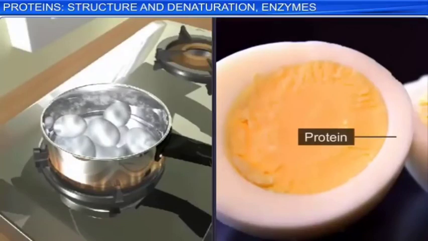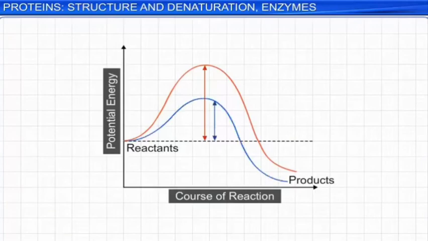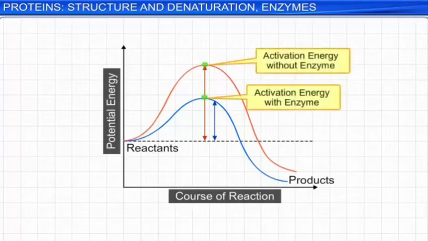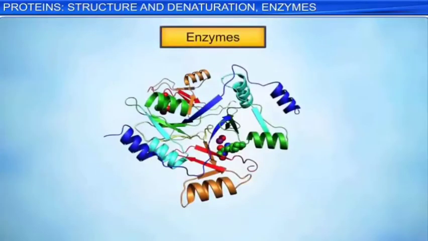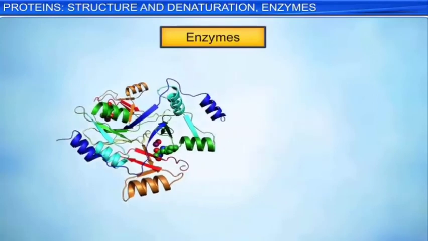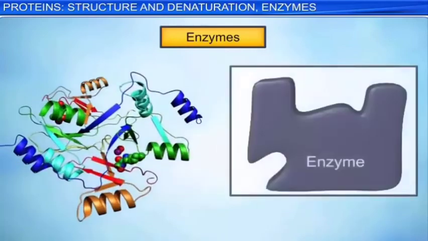Enzymes are proteins that catalyze reactions, speeding up the reaction rate. Enzymes speed up reaction rates by reducing the activation energy. Most enzymes are globular proteins. Enzymes catalyze specific reactions regulating a variety of functions in the body. Enzymes are exquisitely sensitive, acting only on a certain substrate or class of substrates.